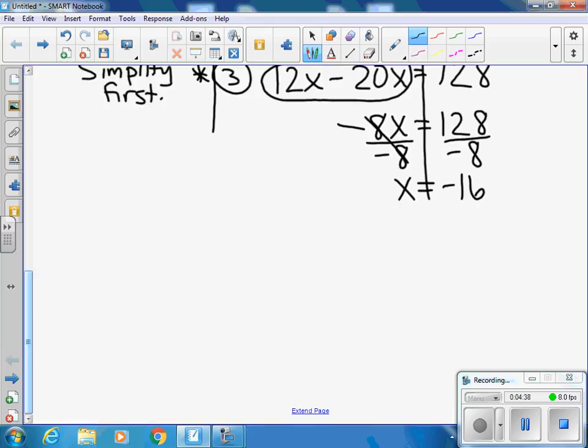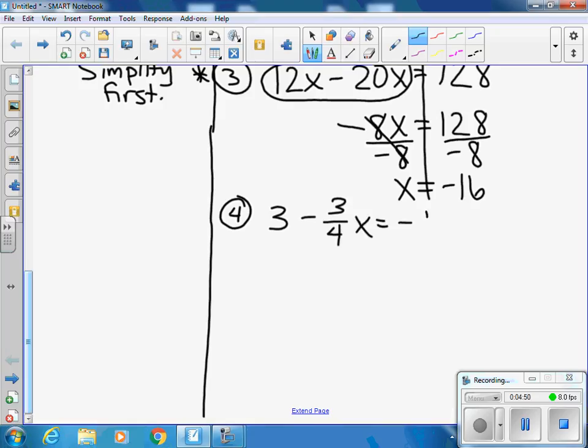All right, for another one, fractions are going to show up just like they showed up before. So we have 3 minus 3/4 x equals negative 6. Again, you want to move the number that is not directly attached to the variable, so that would be the 3. It's a positive 3 right now, so to get rid of it, I'm going to have to subtract 3 to the other side.